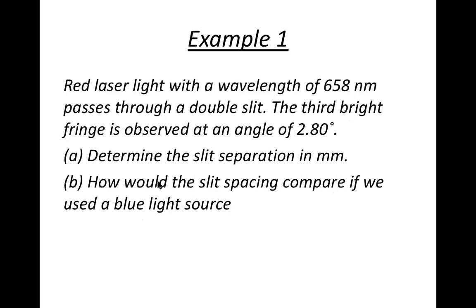So just reading it over, what would be something to highlight and maybe record in your given section? A red laser light. Well, red is important, but we actually have the specific wavelength. So here's the first given, that's lambda, passes through a double slit. The third bright fringe, so third bright means m equals 3, is observed at an angle of 2.8, so that's theta.